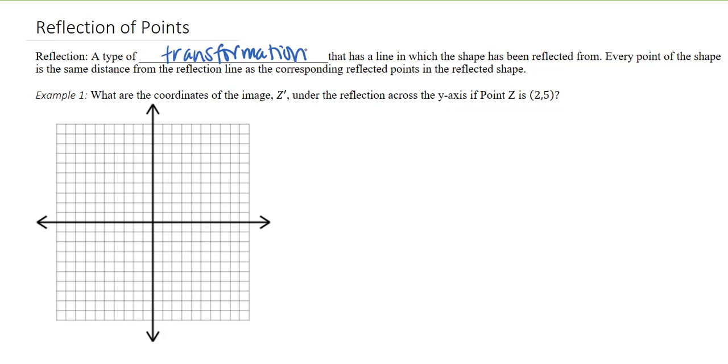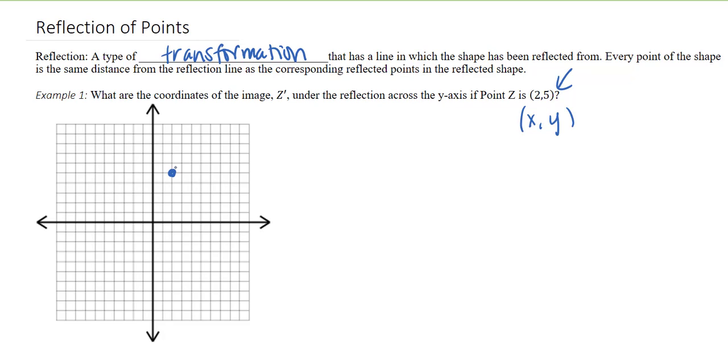Example 1: what are the coordinates of the image z prime under the reflection across the y-axis if point z is (2, 5)? Let's plot this point z. Here's our origin. Remember, this is x and y. So we need to go over 2 and then up 5. So 1, 2, 3, 4, 5.